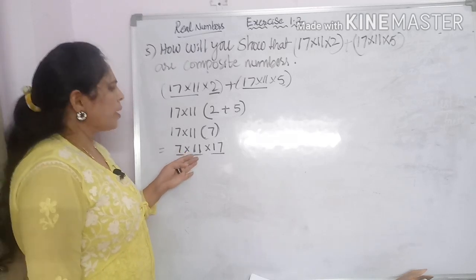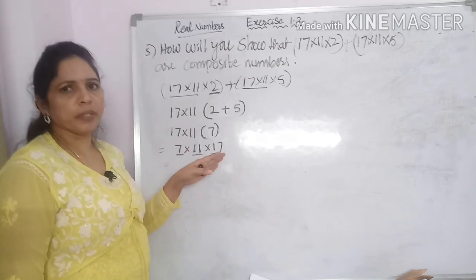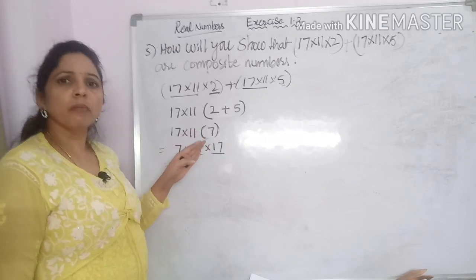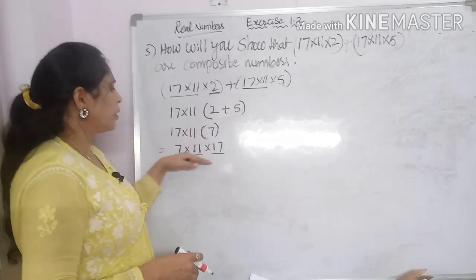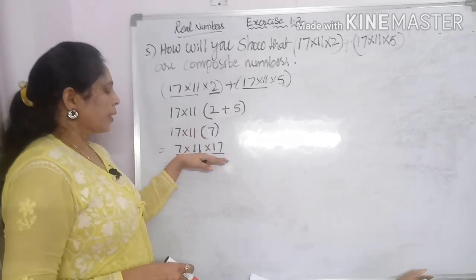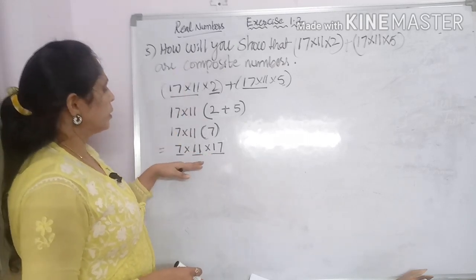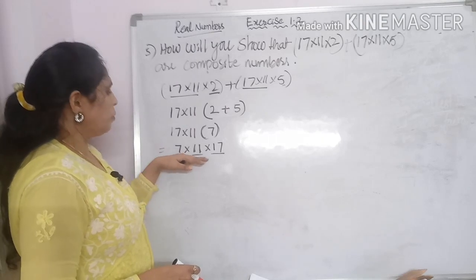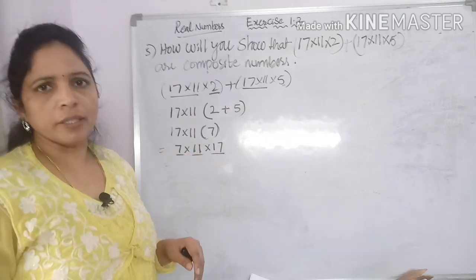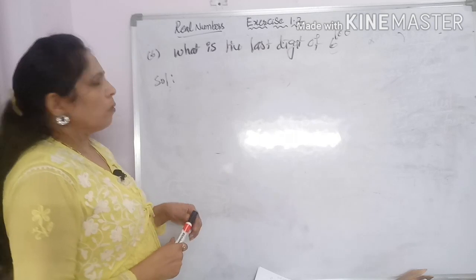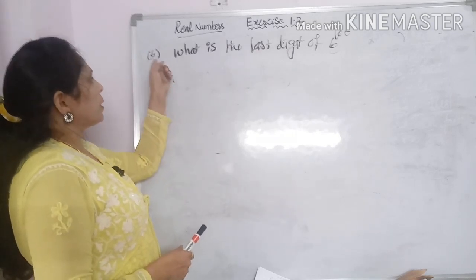Here we expressed it with more than 2 factors. That means a composite number. A composite number is nothing but a number with more than 2 factors. So here these are the prime factors. So that's why it's called a composite number. It is expressed as 7 into 11 into 17. Is it clear? Now the last question of this exercise, the 6th one.